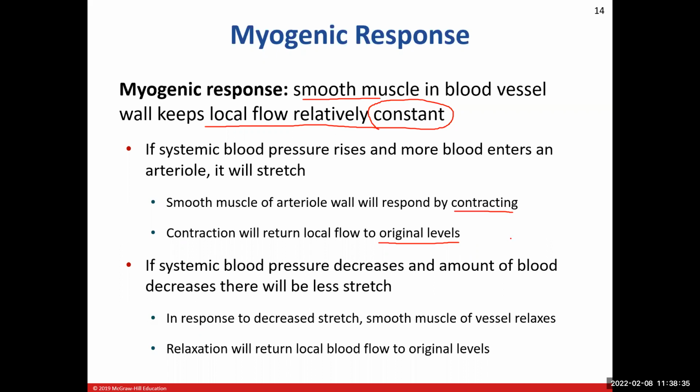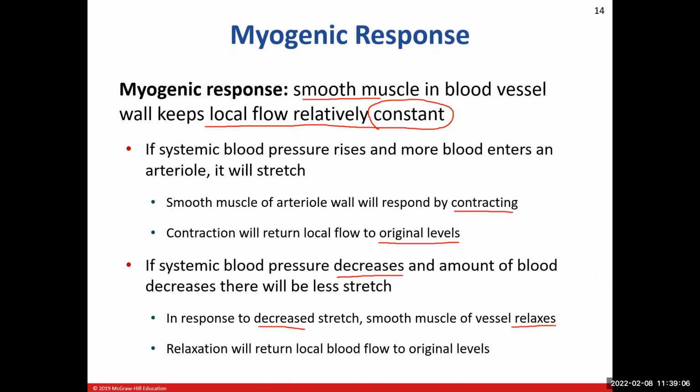Remember, homeostasis: we want to keep everything functioning normally and optimally. So when things get turned up too high, we're going to try to put them right back into the middle again. Conversely, if the systemic blood pressure decreases, that means less blood will be coming into the arteriole. That means less stretch. And so what we're going to see is the smooth muscle cells around the blood vessel are going to relax, causing vasodilation.